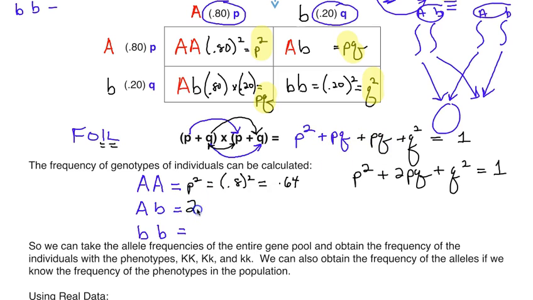So it's 2PQ. So 2 times 0.8 times 0.2, and you put that in your calculator, and you get 0.32. And what about the homozygous recessives? Well, that's just Q squared. These are the individuals. And that's equal to 0.2 squared. If you need a calculator, go ahead. If not, 0.04.